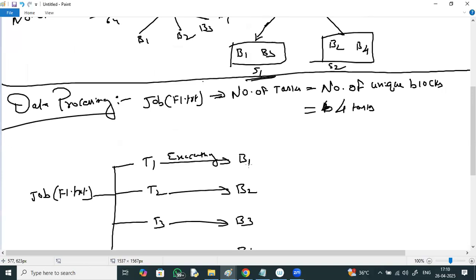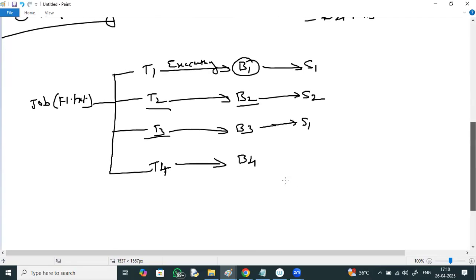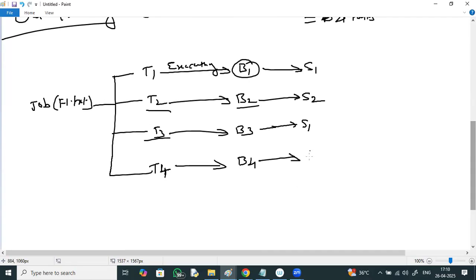T1 is executing B1. B1 is present in system 1. Who should execute? S1. T2 is for executing B2. Who should execute it? T3, block B3, again S1. S1 only should execute. Again, T4 task, that is for block 4. S2 should execute.